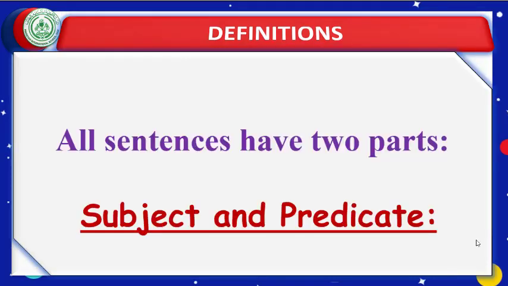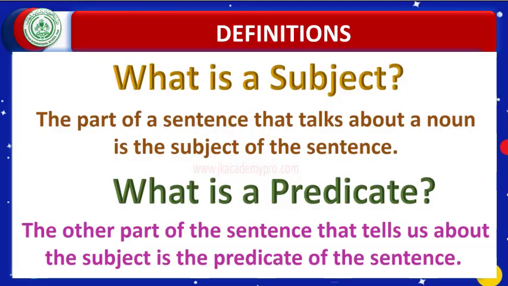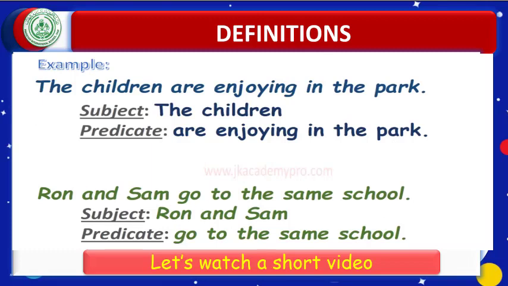Yes, students, I think you have got some idea about a sentence. The next thing to know about a sentence is that it has two parts, subject and predicate. What is a subject? The part of a sentence that talks about a noun is the subject of the sentence. What is a predicate? The other part of the sentence that tells us about the subject is the predicate of the sentence. Here are examples.